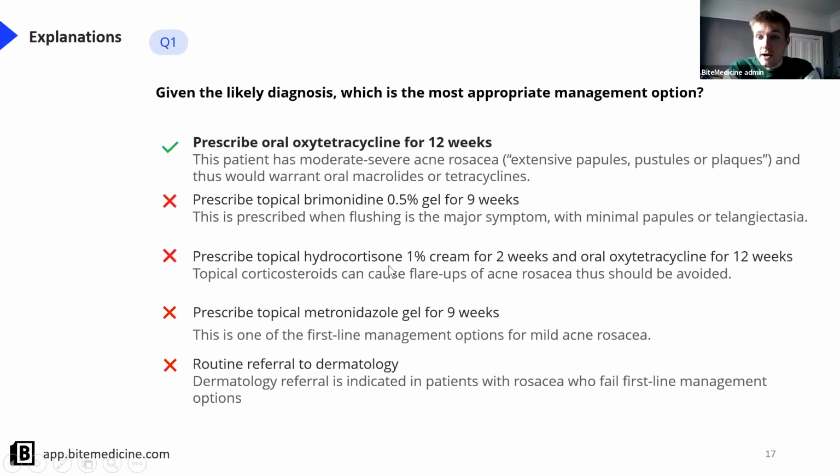It's important to know that hydrocortisone creams can actually flare up acne rosacea. So if you ever see that in the options, it's always going to be wrong. And a routine referral to dermatology is only really done if you're failing on your first-line management options.